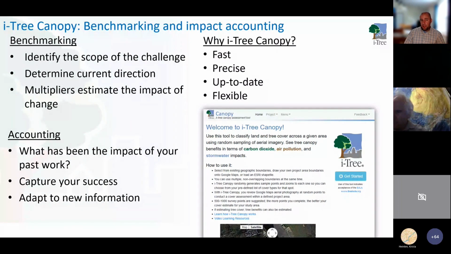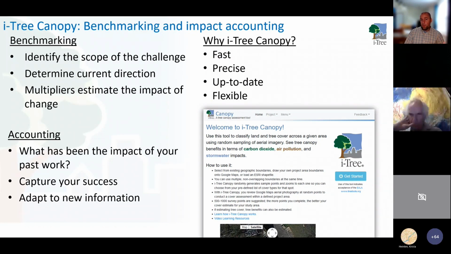Why iTree Canopy? There are other ways to get to tree canopy data, but iTree Canopy is really fast. You can do that watershed project in about half a day. That larger citywide multiple points in time project might take you a couple days. You can get that baseline data really quickly. It's precise. We know it lines up well with other estimates of tree canopy data, and you get that standard error estimate.